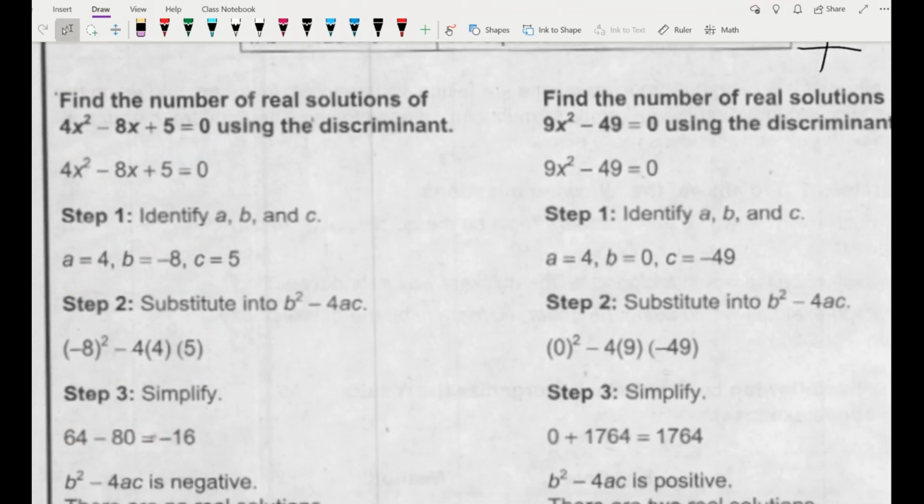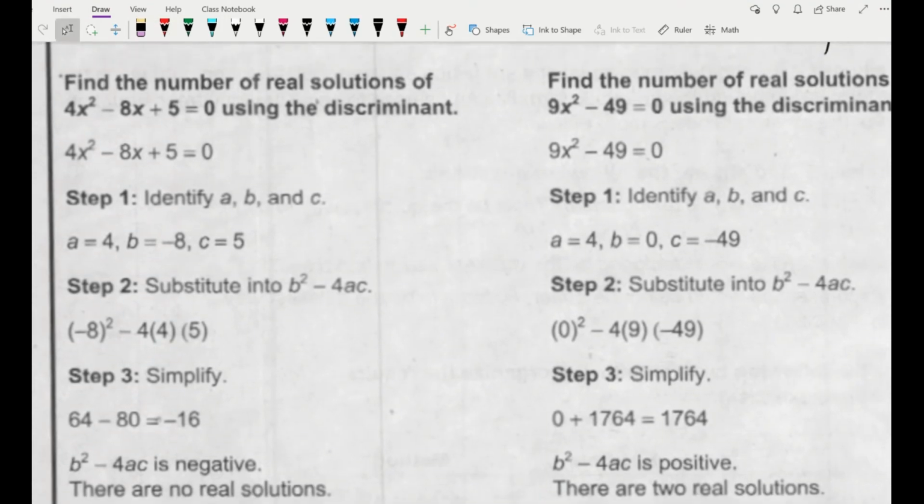Now here's an example using the discriminant. We have 4x squared minus x plus 5 equals 0. They identify the values, and instead of using the whole quadratic formula, we just use the discriminant part, b squared minus 4ac. They plugged in the b, the a, and the c, which they did right here, here, and here. And they got a negative answer. We got negative 16 when they did 64 minus 80.